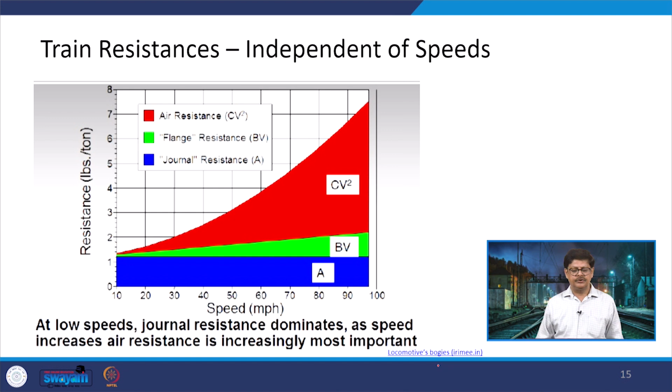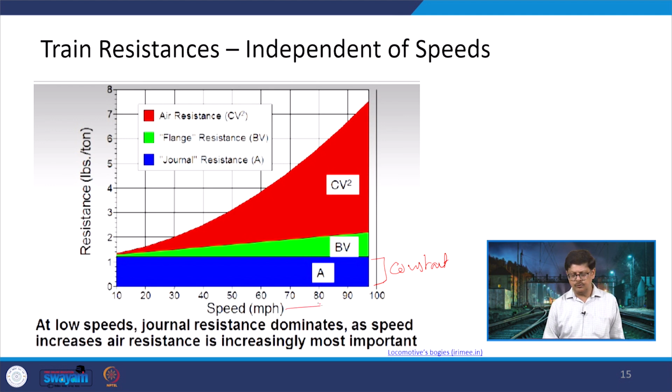Now, this is a train resistance independent of speed. All the things are being shown here: journal resistance is there. So, when you see A, this is journal resistance which is caused by the various components of locomotives or wagons. What you can see, this is a constant value.